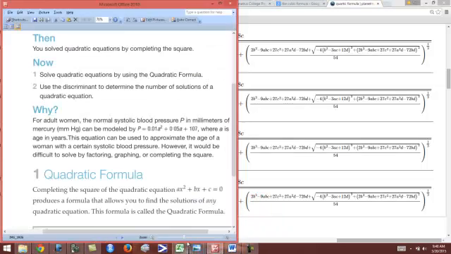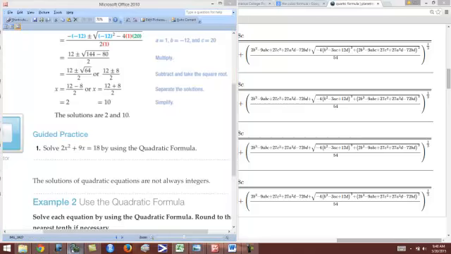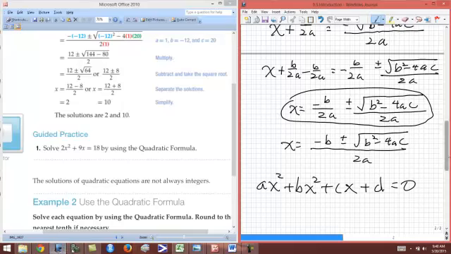Now let's get talking about the chapter, using the quadratic formula. Okay, so you want to use the quadratic formula only when you actually need it. Okay, so this first example here, let's take a look at it. Here we go.